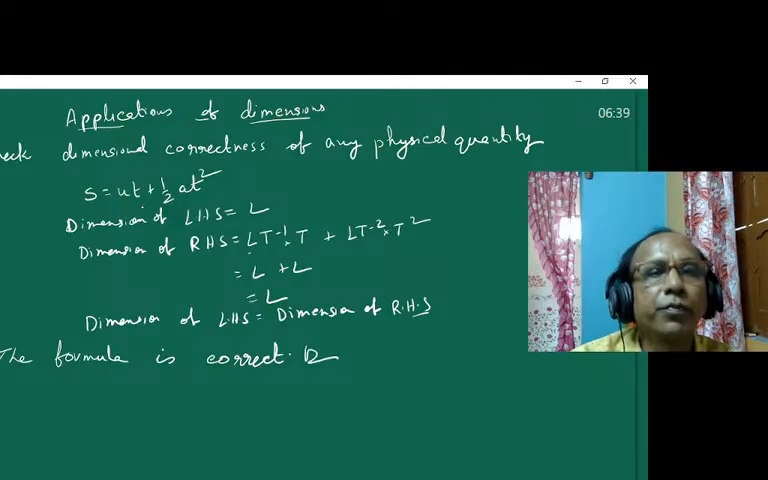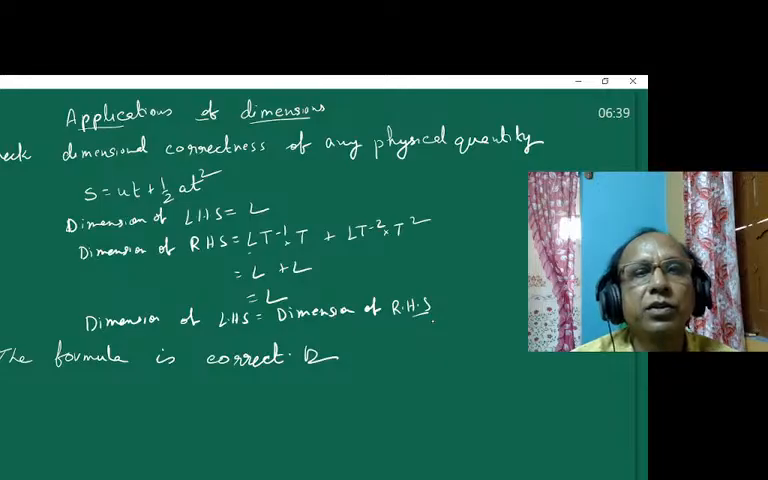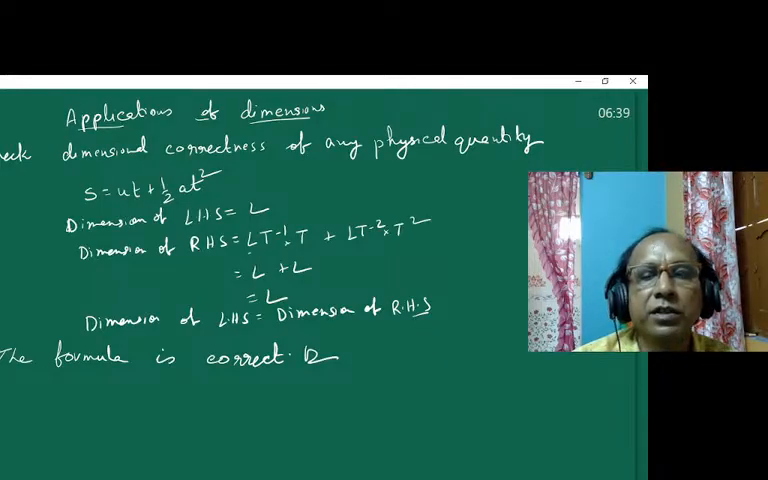And number three is the applications of dimension that we are going to discuss. Number 1, to check the dimensional correctness of any physical quantity, whether a formula is correct or not, you can find by dimension. So S equal to ut plus half at square. What is the dimension of the left hand side? That is L. What is the dimension of the right hand side? That is also L. So the dimensions of the left hand side and right hand side are equal, so you can say the formula is correct.